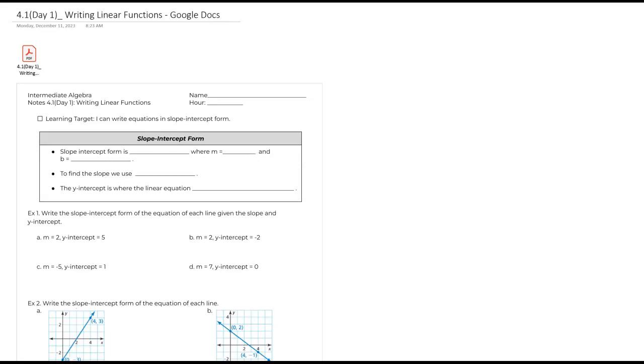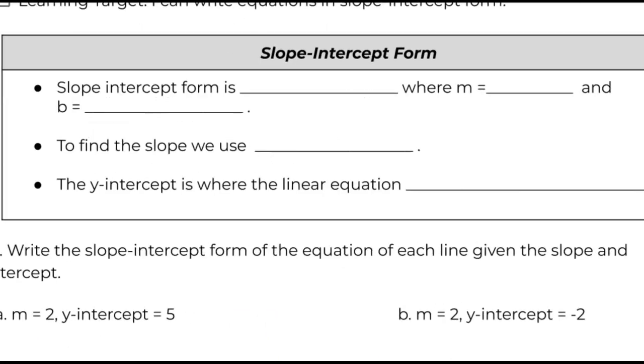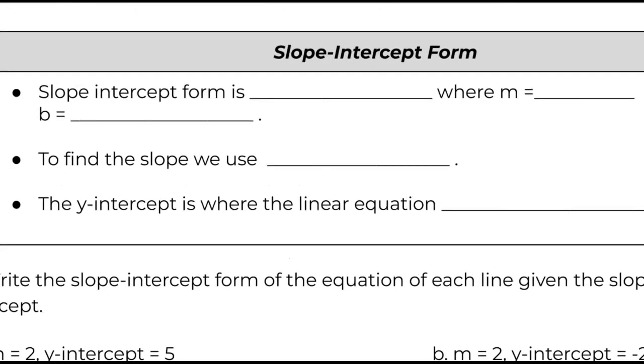Today, our goal is to be given information and write an equation of a line. Last chapter, we were given the equation already, and we worked on just being able to graph it. We're going to work in the opposite direction now. We're going to start with a few review pieces.